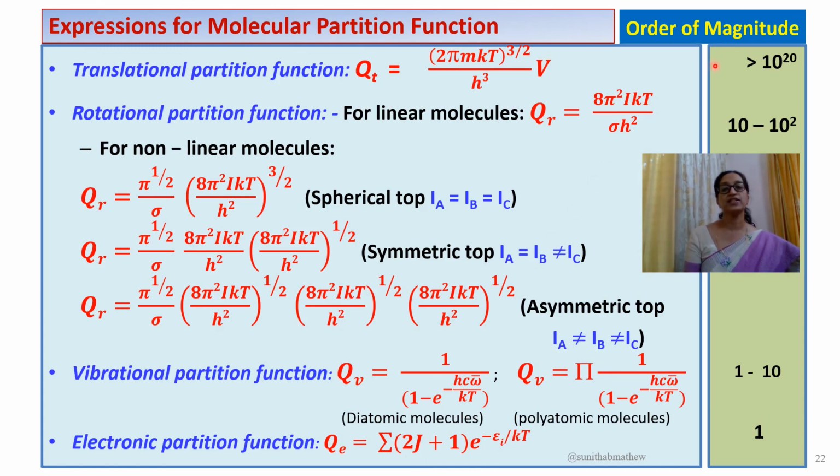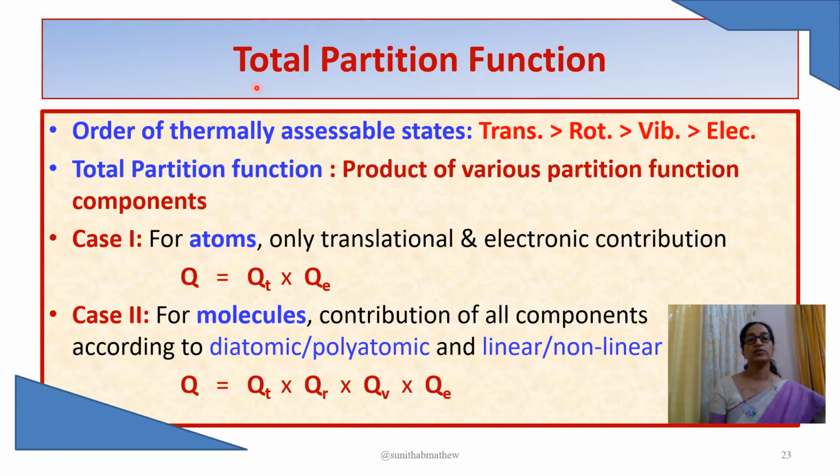As for the thermally accessible states, the number of states that will be occupied at a given temperature is very high in the case of translational energy levels, comparatively less in the case of rotational, 10 to 100. For vibrational, we will have far less, 1 to 10, and for electronic it will be equal to 1. There are exceptions in all cases. So in the order of thermally accessible states, translation is larger than rotational, then vibrational, then electronic.